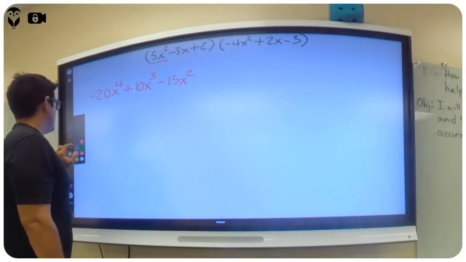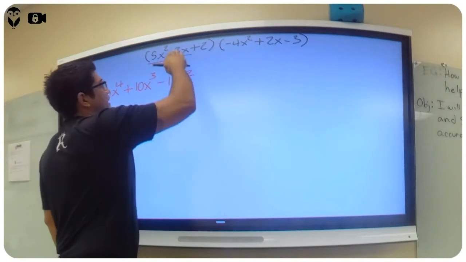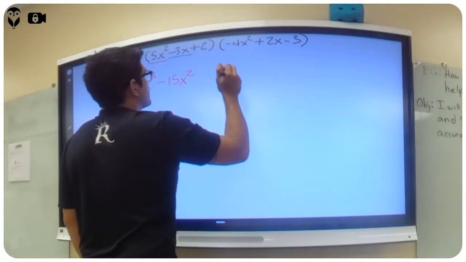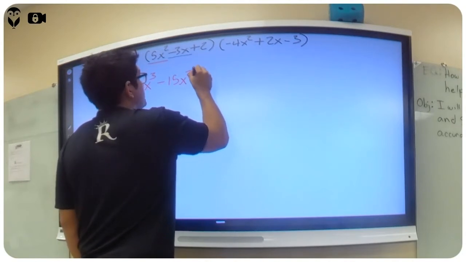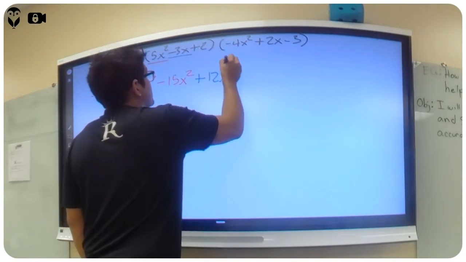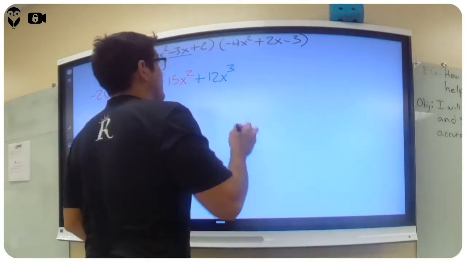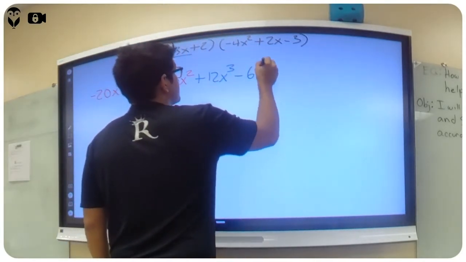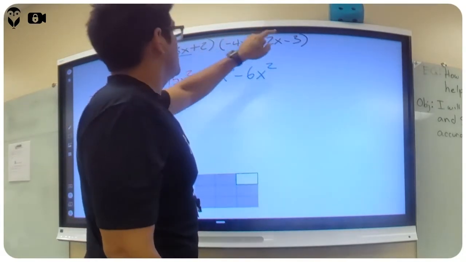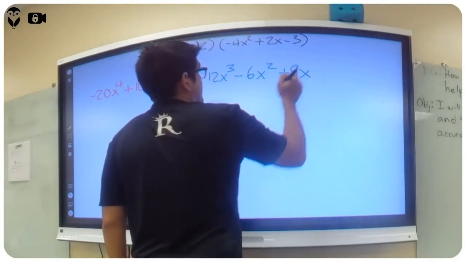The next thing is going to be in blue. That's going to be this one, negative 3x. So negative 3x times all of these things. Negative 3x times the negative 4x squared is going to give me positive, because it's a negative times a negative, positive 12x to the 3rd. Then negative 3x times 2x is going to give me negative 6x squared. Negative 3x times negative 3 is going to give me positive 9x.